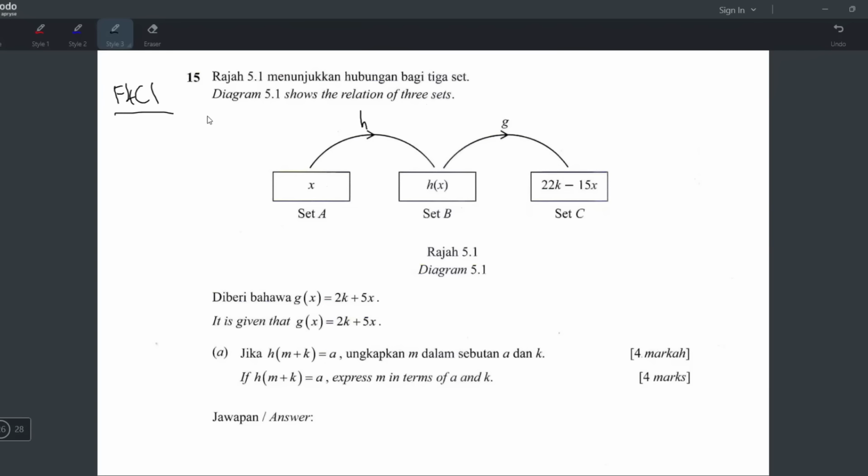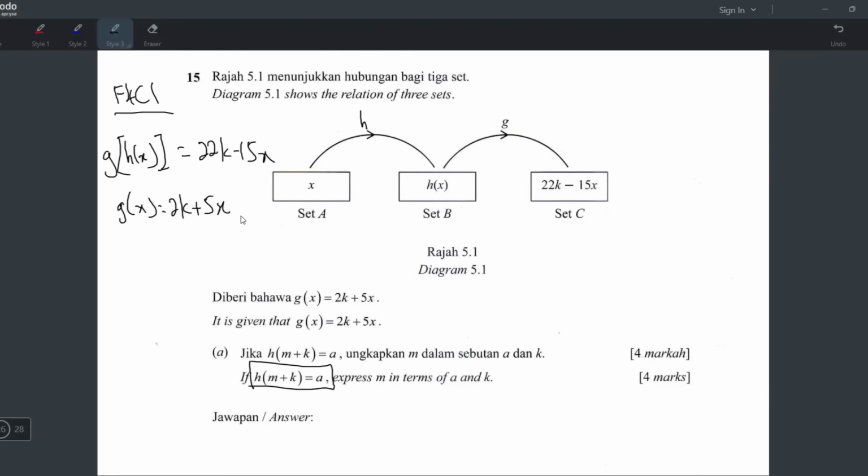Oh, so you can write some information here. So g(h(x)), which you must write in big brackets with the g outside, equals what? 22k minus 15x. Okay, so this is what we can write from here. Now, given that g(x) is 2k plus 5x. Okay, g(x) equals 2k plus 5x. And then suddenly number A: if h(m plus k) equals a, express m in terms of a and k.